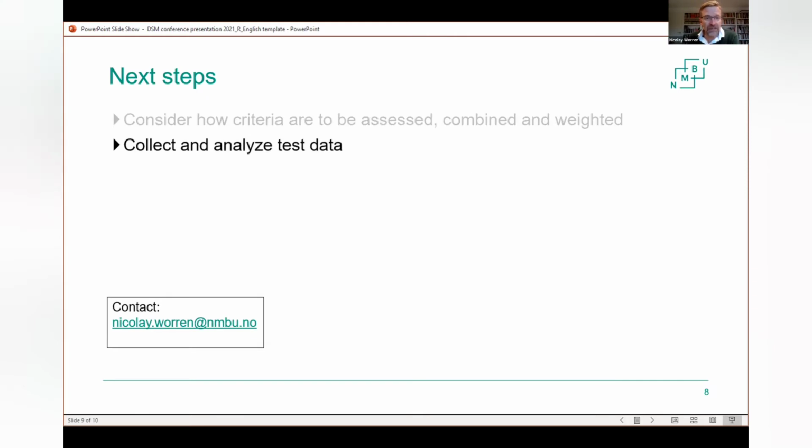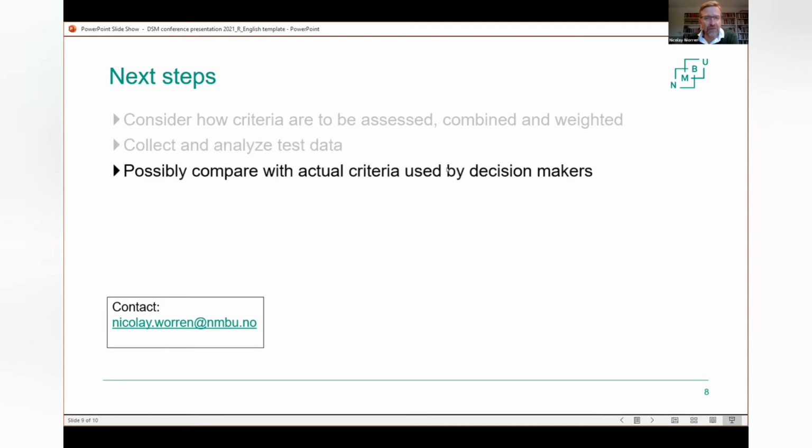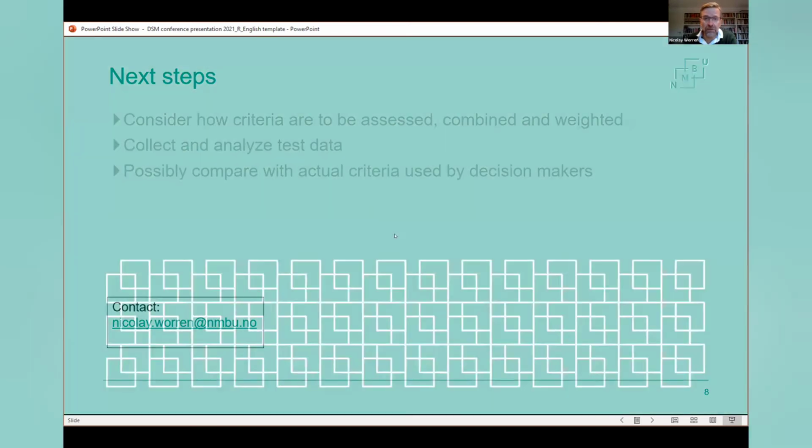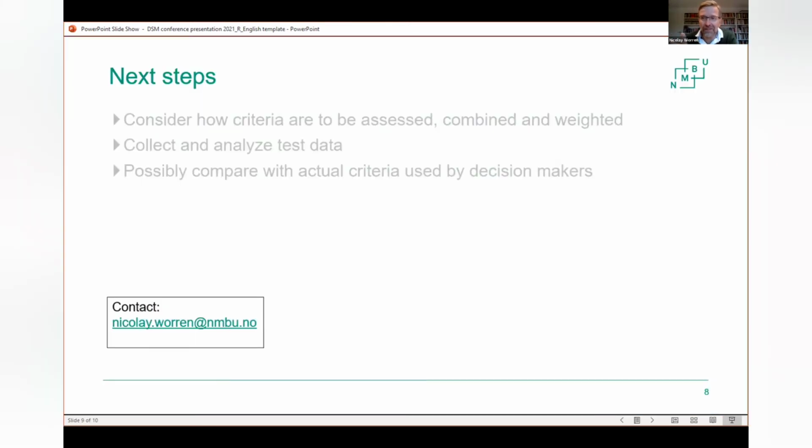We will collect and analyze some test data, maybe from a real organization or test data that we generate ourselves. And one option we're also considering is to compare our method with actual decisions made by decision makers. So we can see whether we would arrive at the same conclusion as managers in organizations, for example by giving them scenarios and asking them in each scenario whether they would consolidate or not consolidate the resources that are described. So that concludes my presentation.